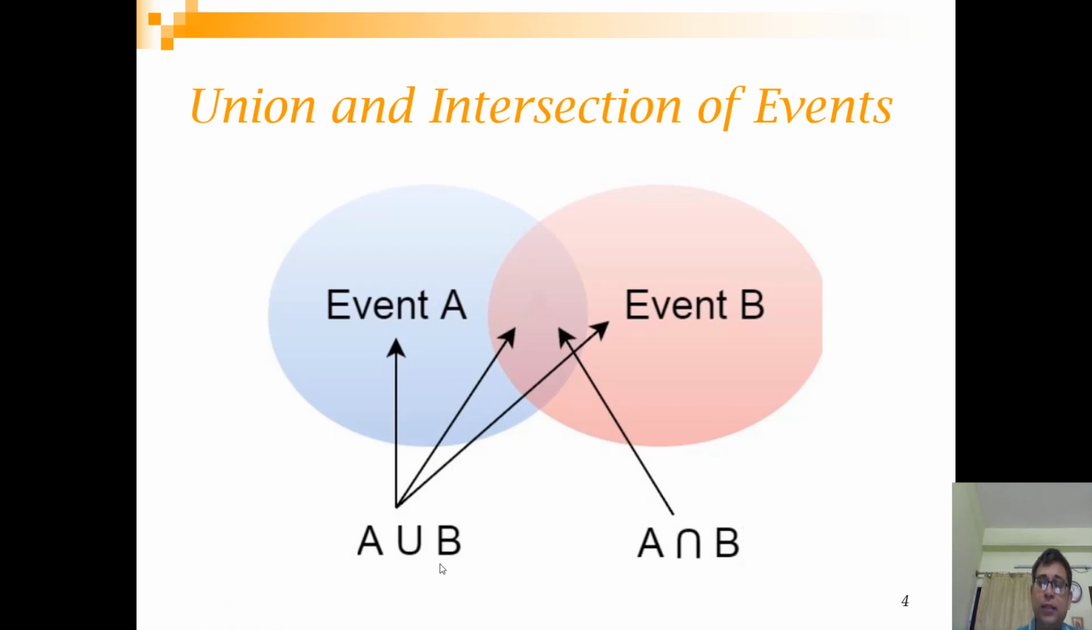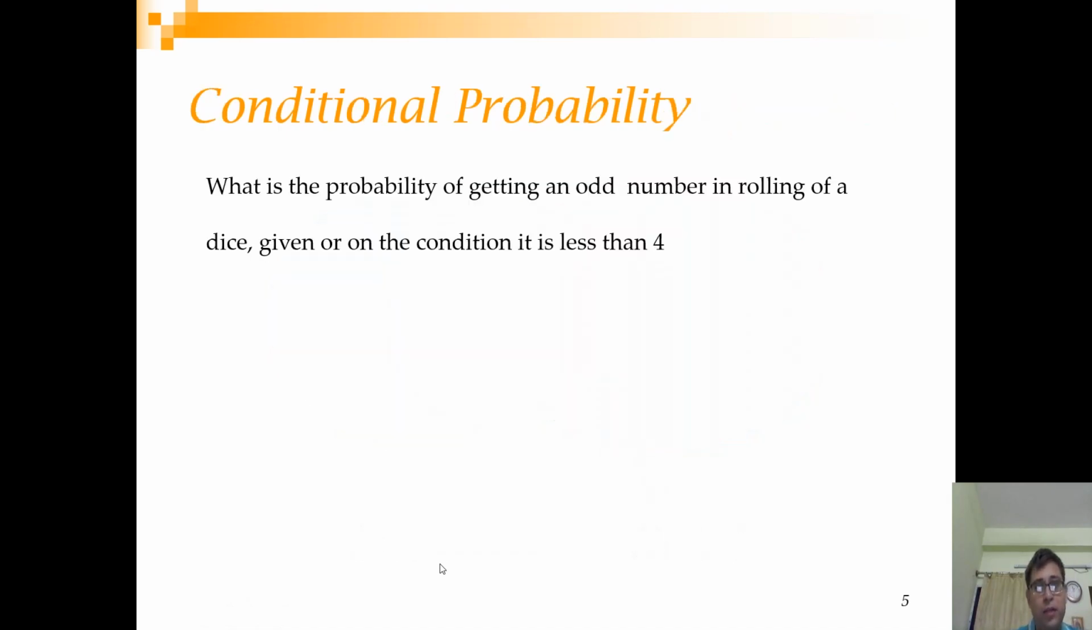Now let us go and look at conditional probability. Conditional probability typically starts with a question like, what is the probability of getting an odd number in rolling of a die given it is less than 4? This 'given it is less than 4' is alternatively read as 'on the condition it is less than 4'. From this way of telling, the conditional probability name comes.